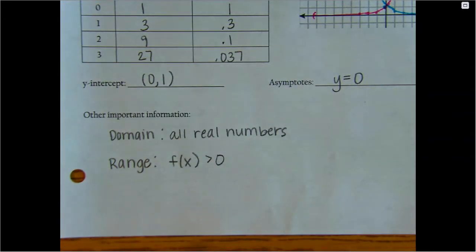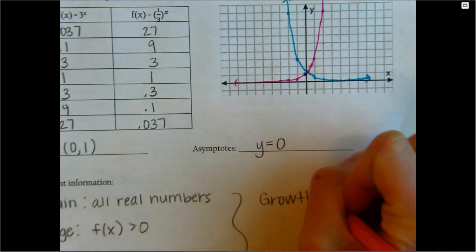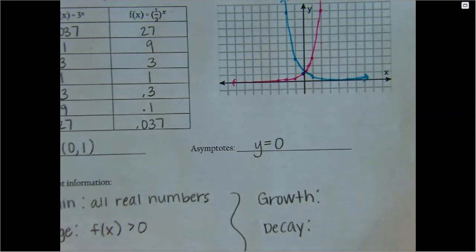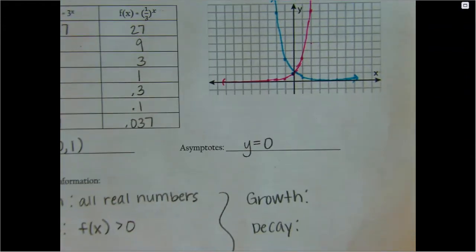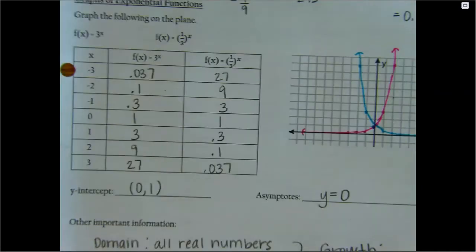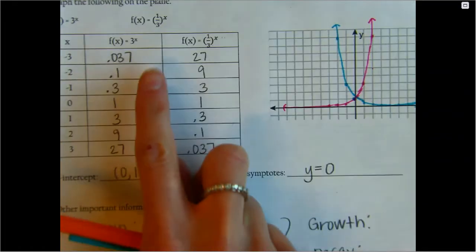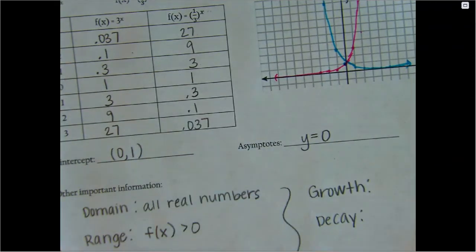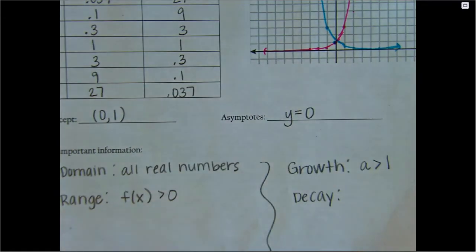Okay, so the other thing that we're going to talk about is the difference between what's called growth and decay. So how do I know if my function is growth or decay? What we want to do is look at the a value. Since my a value is 3 here, that means I'm continuously multiplying my outputs by 3. So they're going to keep getting bigger and bigger and bigger. So you'll always have growth if a is bigger than 1, if your base is bigger than 1.